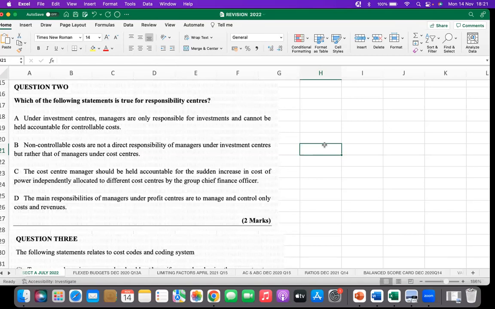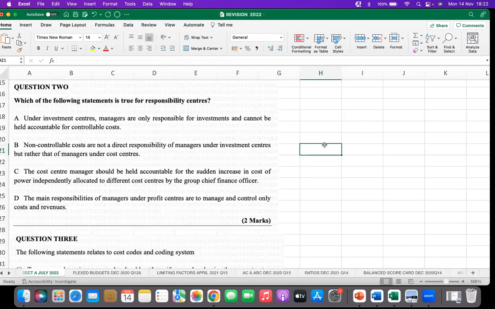That is not true. An investment center, the first point, it is a profit center. But on top of it being a profit center, investment decisions are also made. So an investment center is also a cost center. It is also a revenue center because it is a profit center. A profit center is a center in which costs are incurred and also revenue is earned. So an investment center, number one, is a profit center, but apart from that, investment decisions are also made in that particular center. So A is wrong.